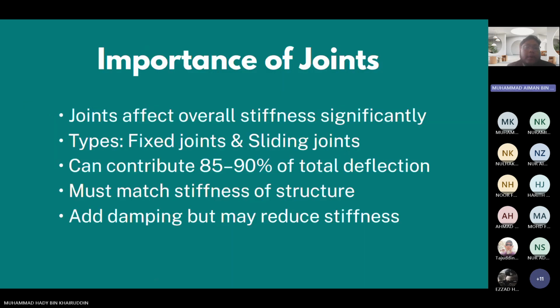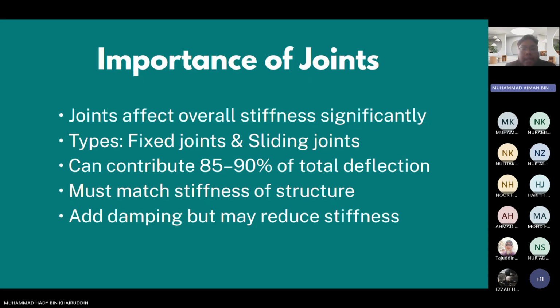The next slide is the importance of joints. Joint connections can vary between parts, and they play a major role in the overall performance of the machine. There are two main types of joint: fixed joints, which have no movement, and sliding joints, which allow motion for little movement in the machine.